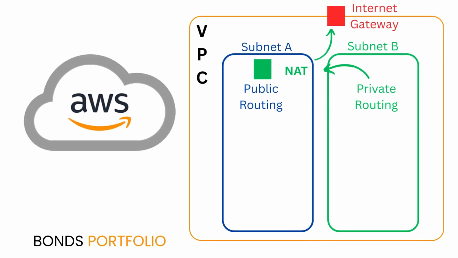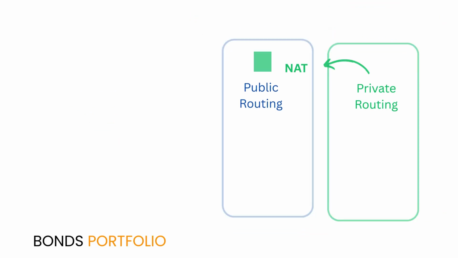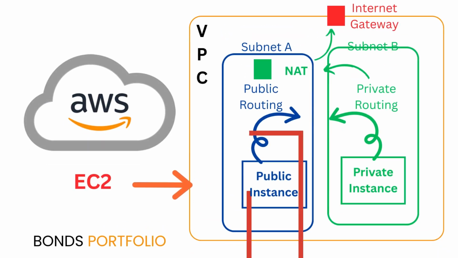I'd like to welcome you back to the series on AWS VPC and private cloud networking. In this video, I will be focusing on a very important part of the series. I will be connecting to the EC2 public instance using SSH.